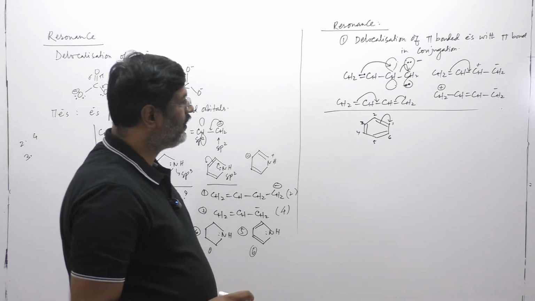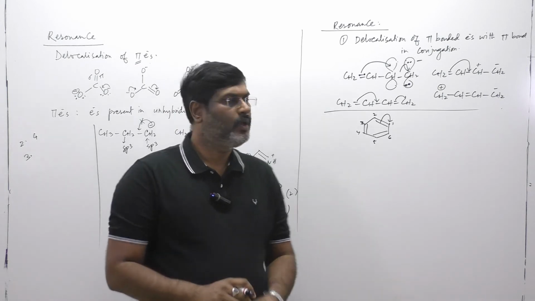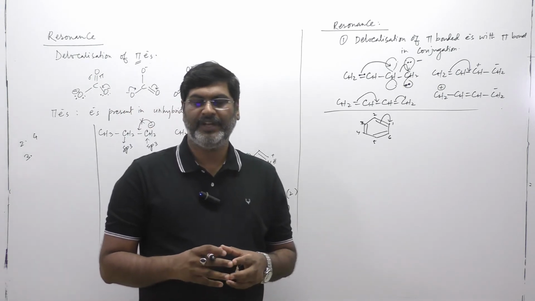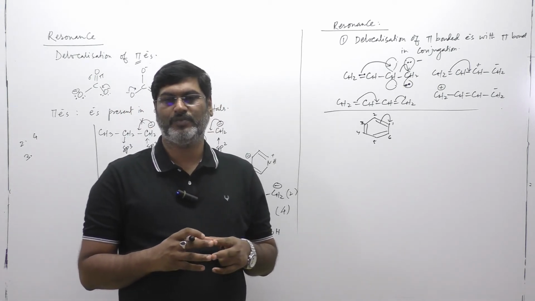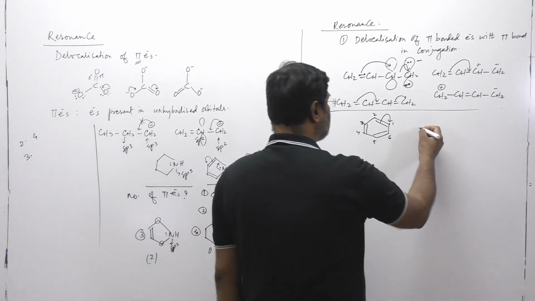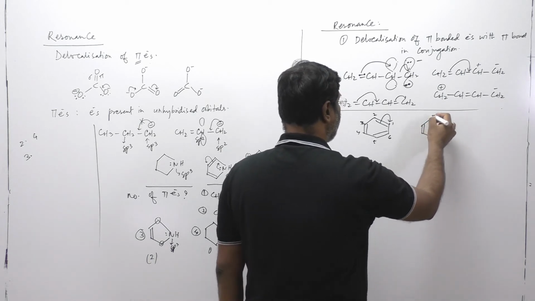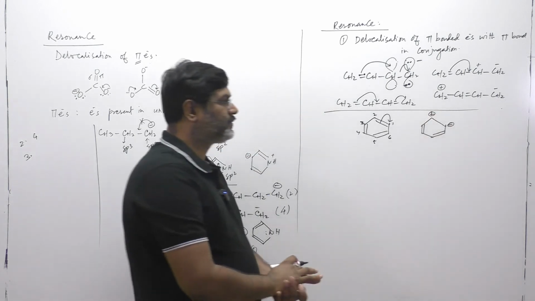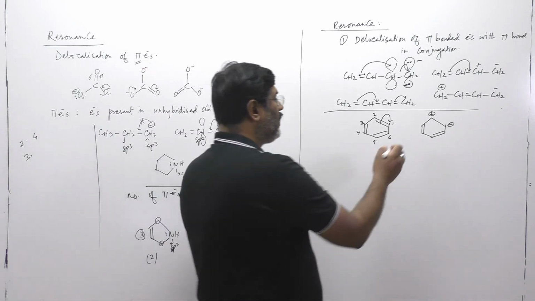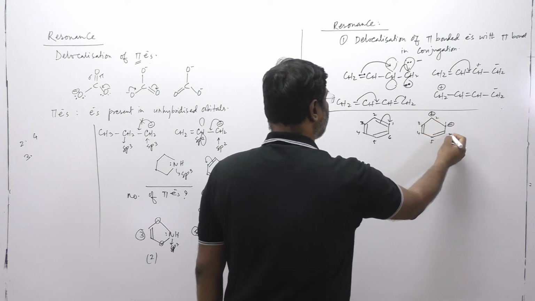So in this case we break one pi bond. When we break the pi bond in between 1 and 2, then what we write? We write negative charge on the first and positive charge on the second one. The negative charge remains as it is, and the positive charge. What will we do now? This one is 1, this one 2, this one 3, this one 4, 5 and 6.